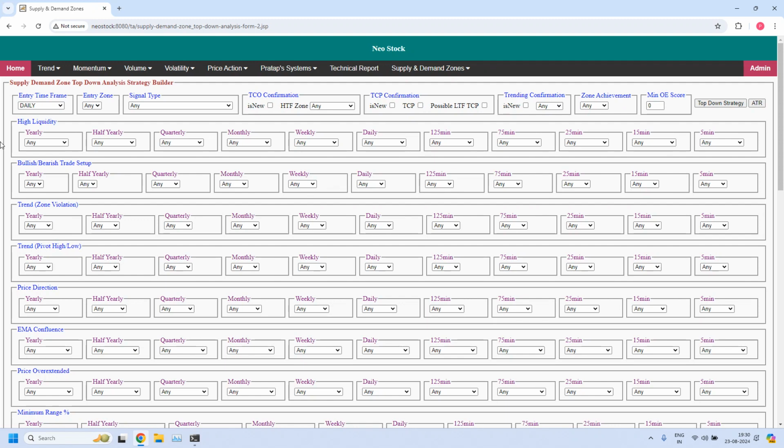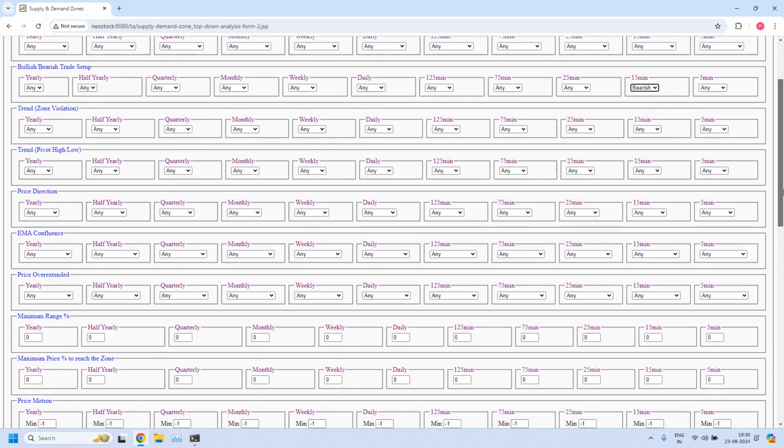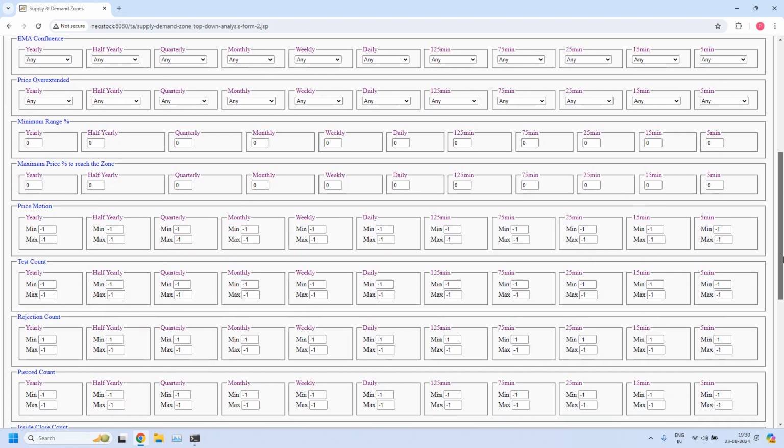Bearish trade setup for the daily income trade. The daily income trade entry time frame is 15 minutes. For the bearish trade setup, it is a supply zone. In the bullish or bearish trade setup at the 15 minutes time frame, that is the entry time frame, I am selecting bearish, and the 15 minutes supply zone should not be pierced. So in the pierced count in the 15 minutes time frame, minimum value I am setting 0, maximum value I am setting 0.